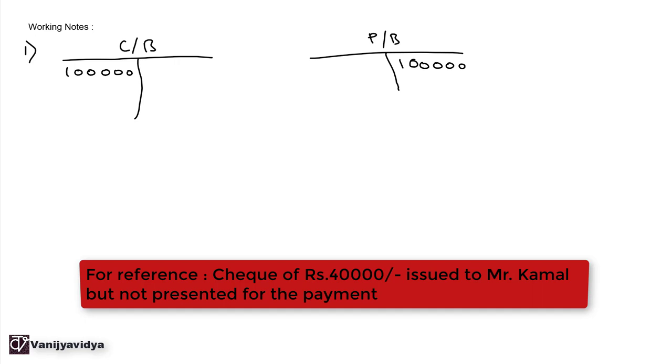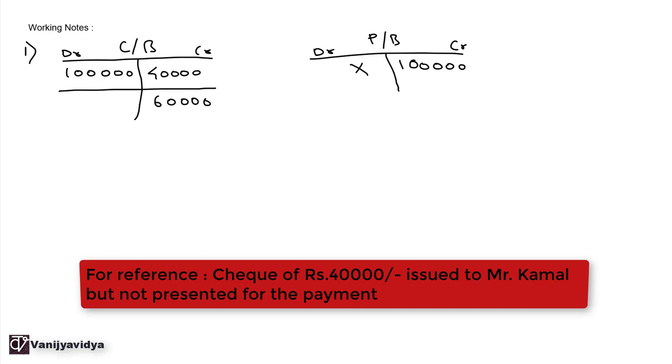Now the transaction is a cheque of rupees 40,000 is issued but it is not yet presented for payment. So the cheque is issued. This is the debit side, this is the credit side. Passbook, this is debit, this is credit. 40,000 is issued, so it will be on the credit side of your cash book, but it is not presented for payment, so it is not appearing in the bank statement or passbook. Now if you see, after this transaction the balance as per cash book is 60,000. As per passbook the balance is 1 lakh.